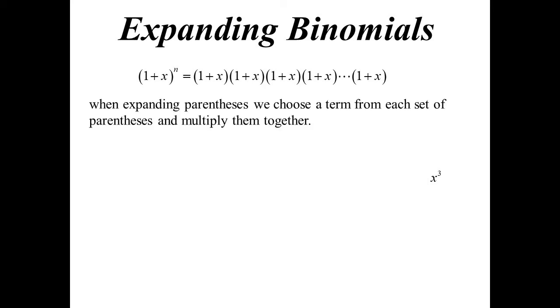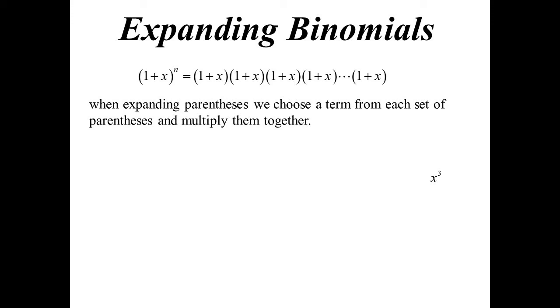So, expanding binomials. (1 + x)^n pretty much just means (1 + x) times (1 + x) times (1 + x) and so on, n times. What we actually do when we expand it out is take one term out of each of the parentheses and multiply them together. And then we have to do that for every possible combination we can, and that comes up with all the terms.